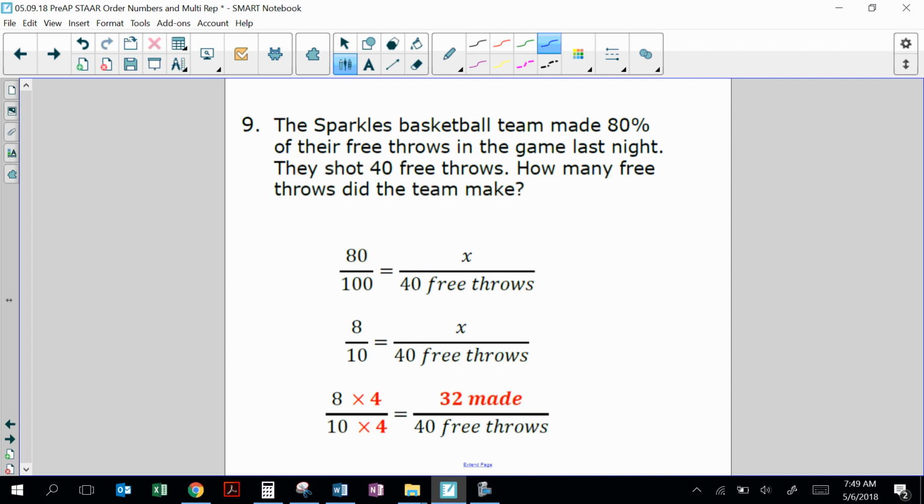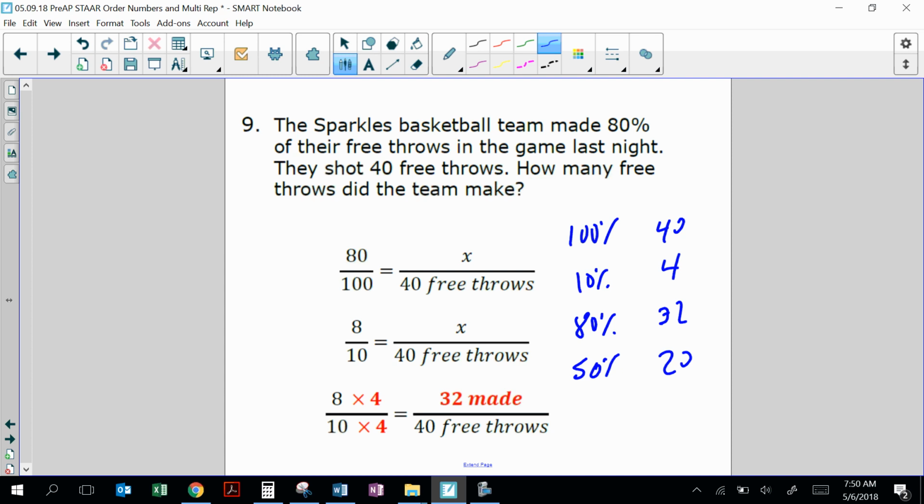Number 9, the answer is 32 made. So many ways to do this. I was helping some students on Friday during advisory, and they were doing mental math. So 100% of the 40 free throws is 40 free throws. 10% is 4. So 80%, how do you build 10% to 80%? Times 8, 32. I saw one student in my first period class. He did 50% was 20. So he tacked on 10, 10, 10, 16 to 20 makes 32. That's one way to do mental math.